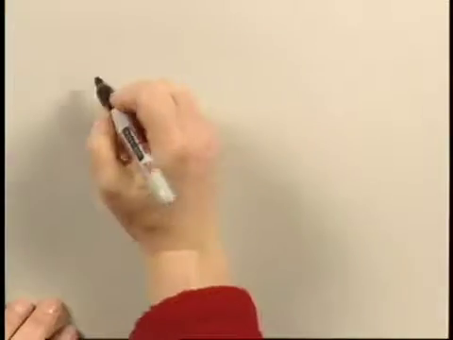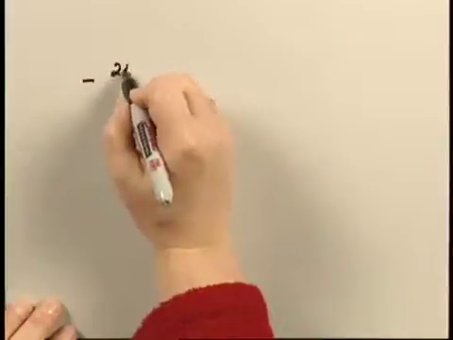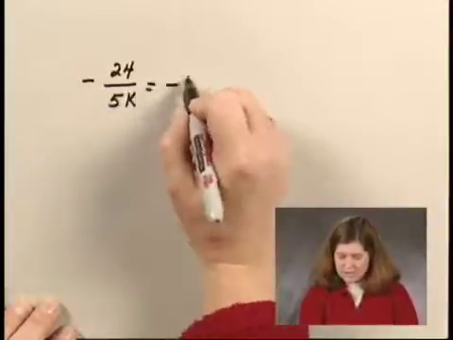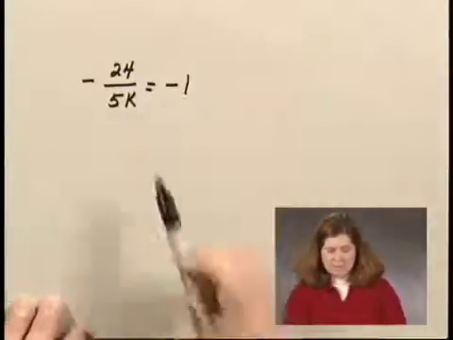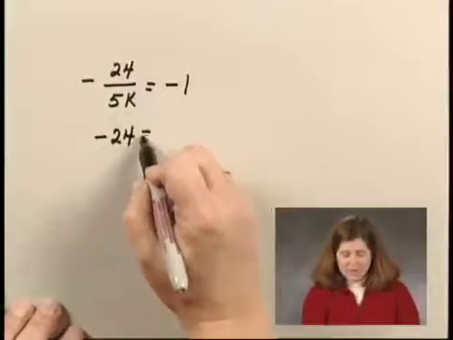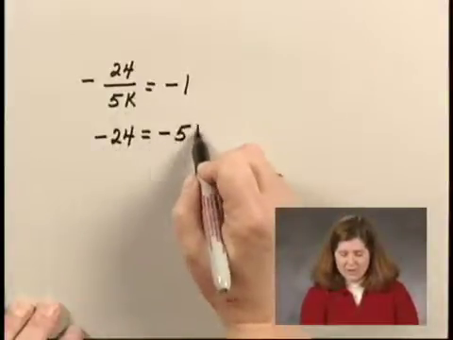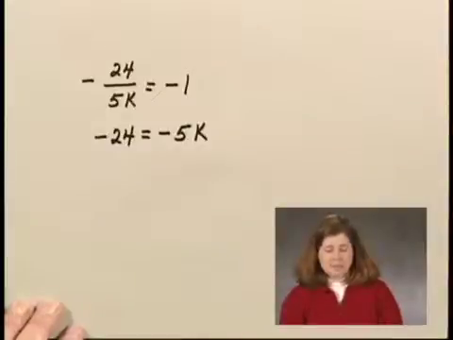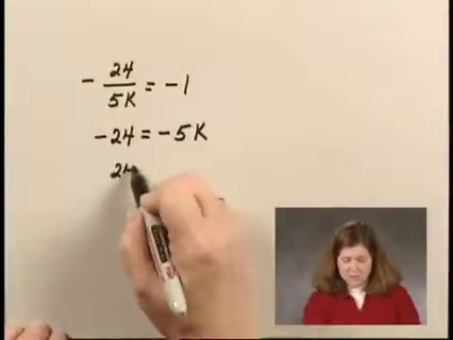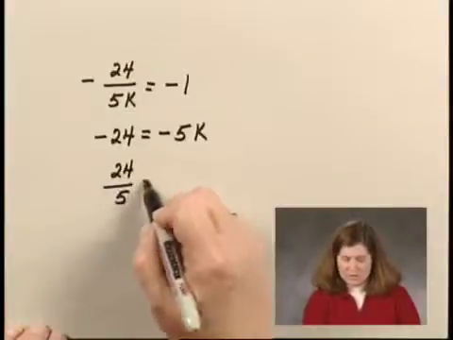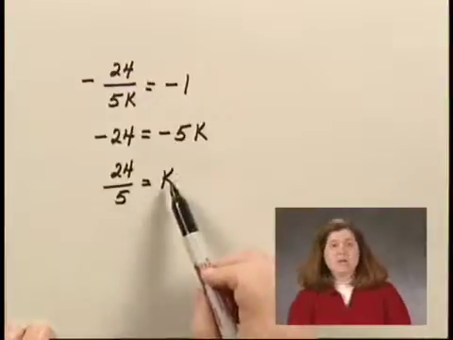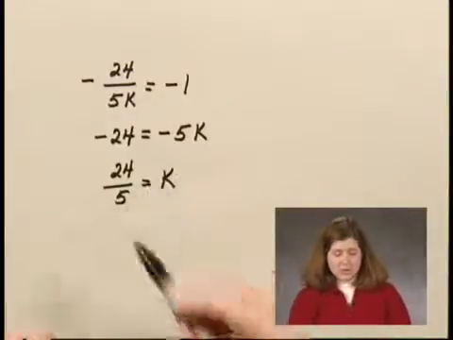The equation I have is -24 over 5k equals -1. If I multiply by 5k, that gives me -24 equals -5k. Now if I divide both sides by -5, that gives me 24/5 equals k. So if those lines are perpendicular, k must equal 24/5.